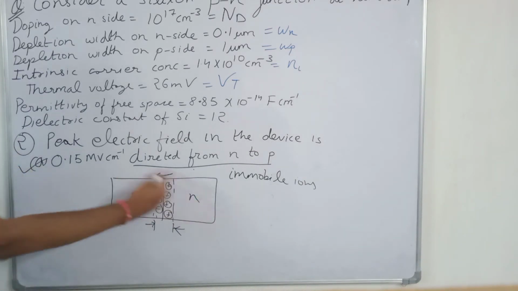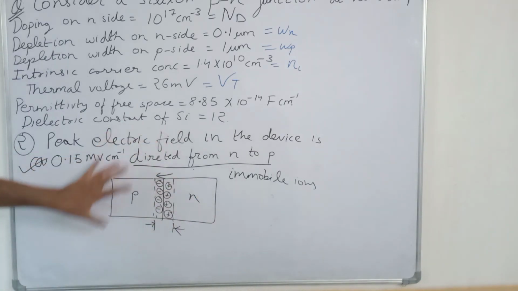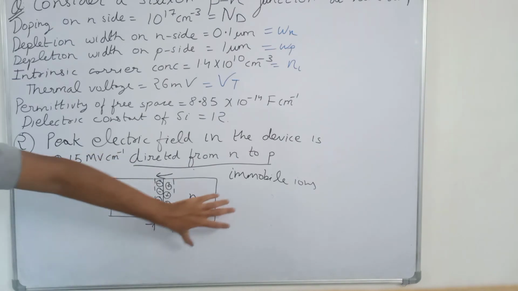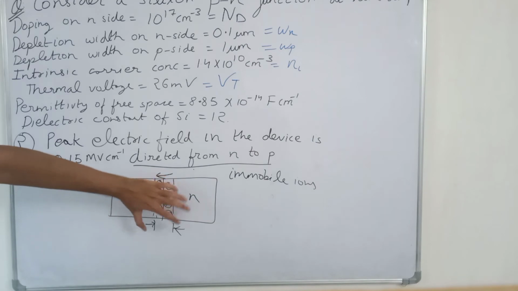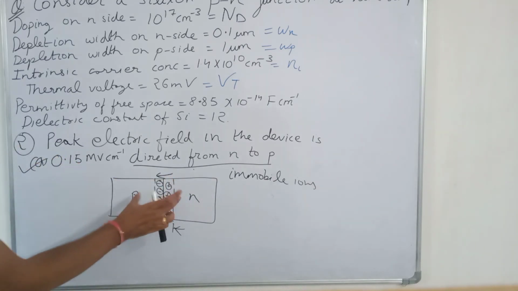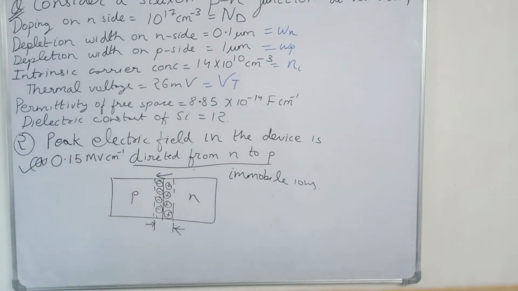Whether the PN junction diode is forward biased or reverse biased, the electric field is always directed from N to P. Only in reverse bias the depletion layer width will be broad, and in forward bias the depletion layer width will reduce.